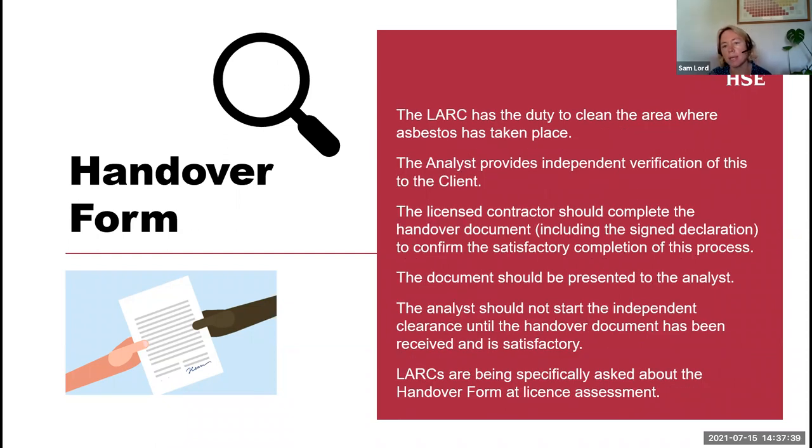The licensed removal contractor, it's their duty to clean the area where the asbestos removal has taken place. The analyst provides that independent verification. The licensed contractor has to complete the handover document, so there's a signed declaration, and they hand that over to the analyst. The analyst then records that in the certificate of reoccupation.